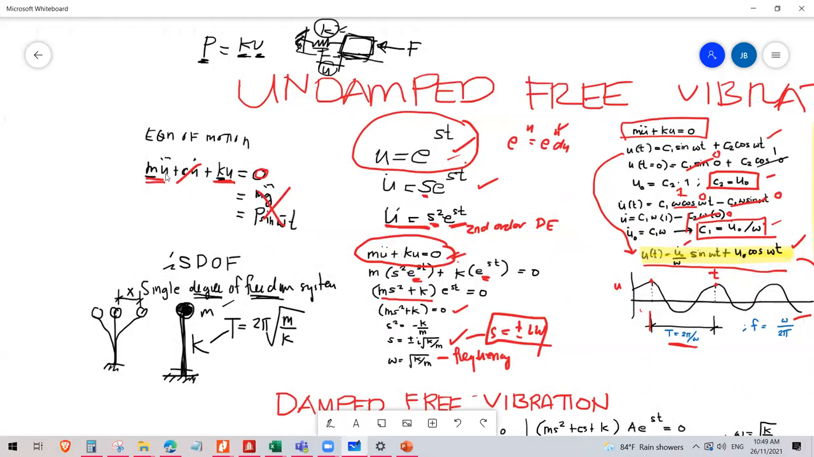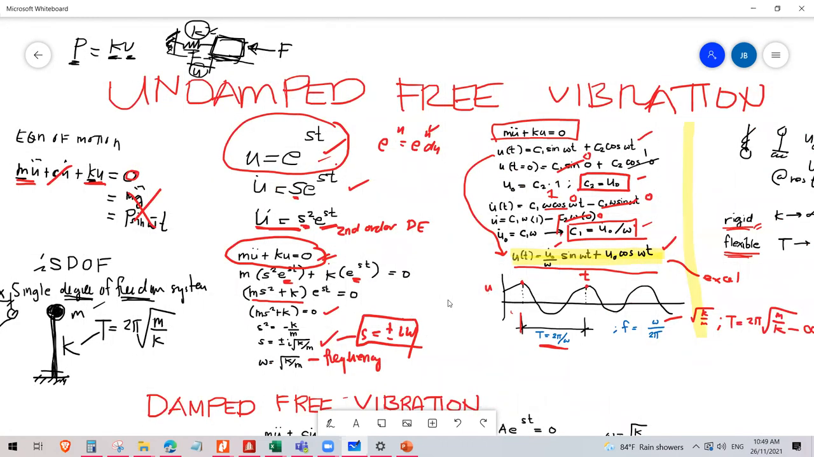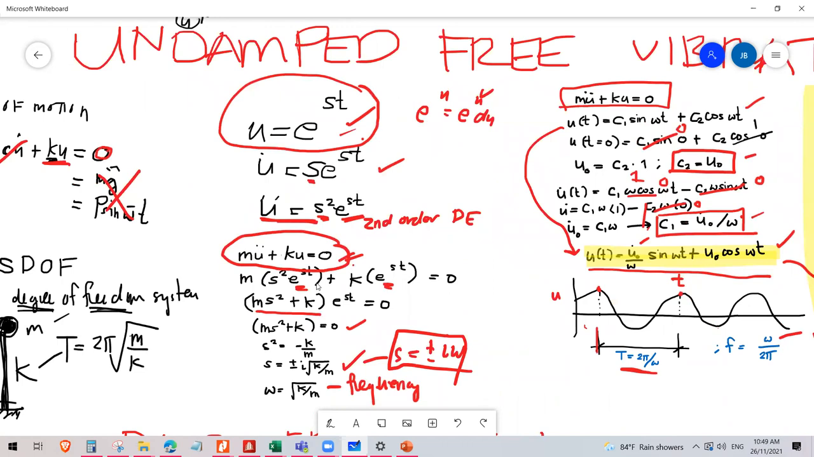With this equation, mu double dot plus cu dot plus ku equals zero, since dito sa undamped free vibration, kinancel muna natin yung cu dot kasi nga undamped. Wala kang damping, inalis muna natin yung damping. So, ang natira sa equation is mu double dot plus ku equals zero. Basically, with that, you can solve the different modes of vibration for a multi-degree of freedom system. And so know that yung formula na yan, you can already solve the different vibration.